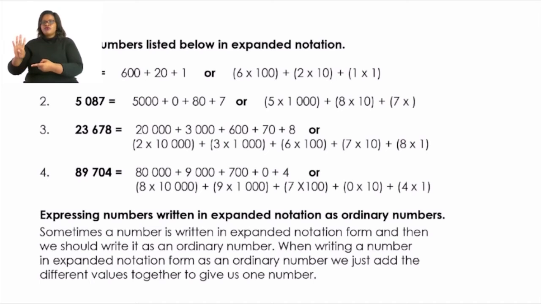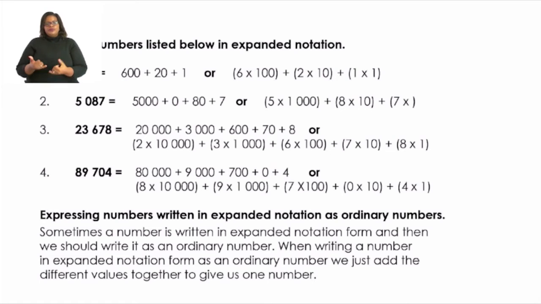And if we use the multiplication part, then we say 8 times 10,000, which is equal to 80,000 plus 9 times 1,000, which is equal to 9,000 plus 7 times 100, which is equal to 700 plus 0 times 10, which is equal to 0, and 4 times 1, which is equal to 4. So this is where they give us the number and they want us to write it in expanded notation.